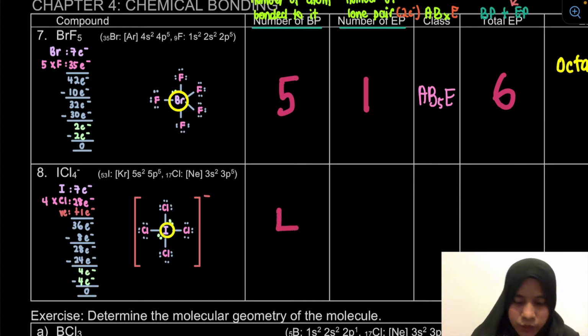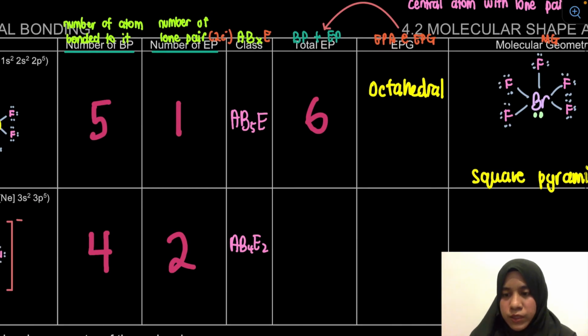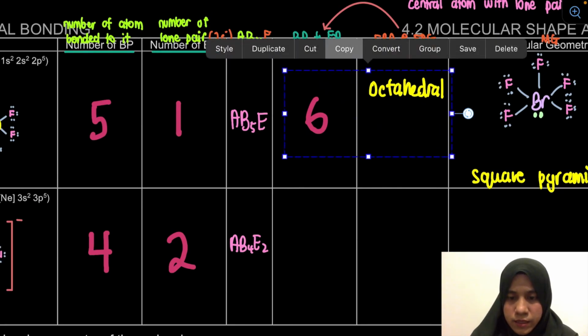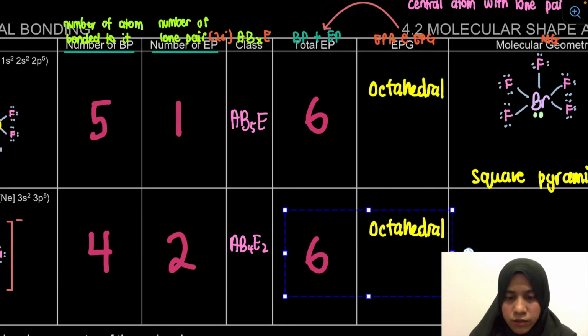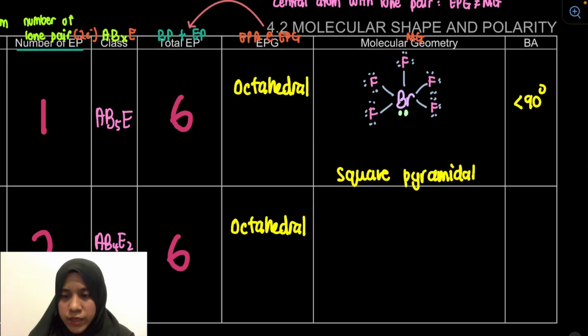Okay, how many bonding pair? We have 4 bonding pair. Lone pair kita, we have 2. So here it has 2. What is our class? Class kita adalah AB₄E₂. So total dia akan jadi 6. Dia akan jadi octahedral. Okay, so how for the drawing itself?